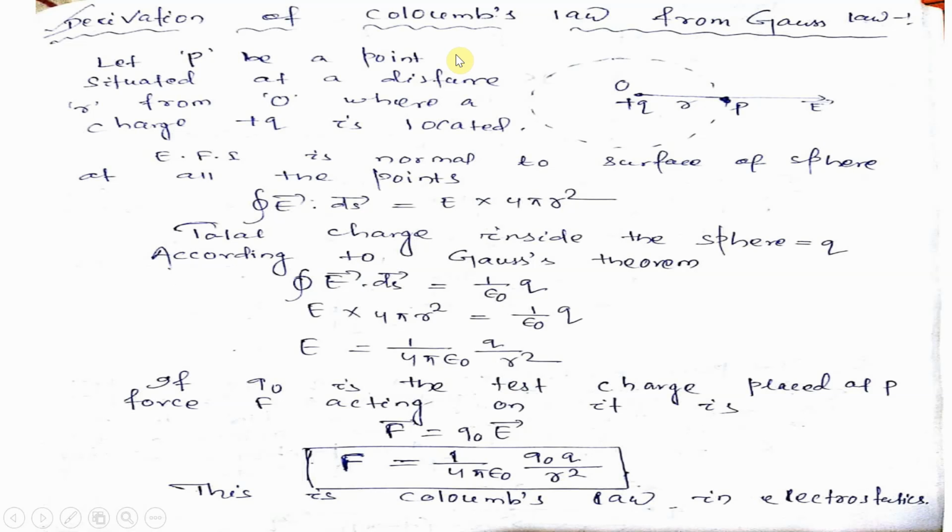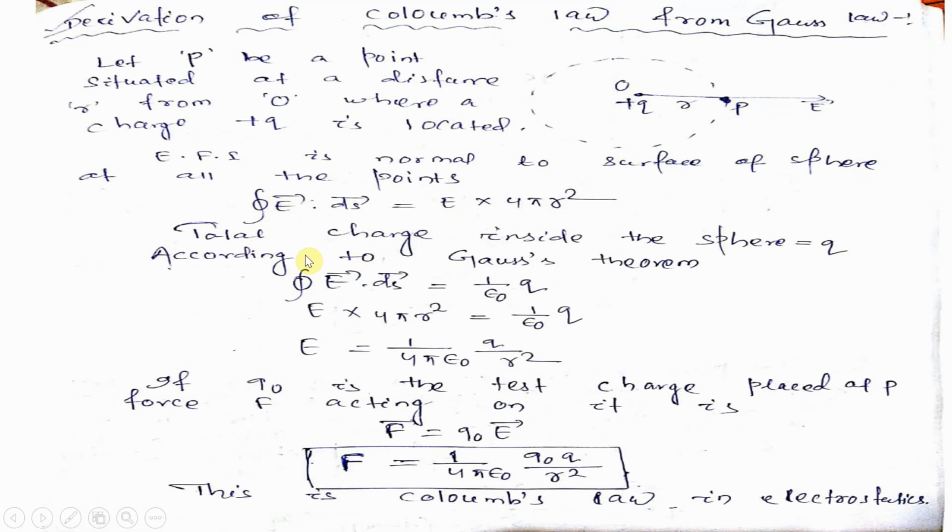For that we have to take a point charge Q. Suppose a point charge Q is at the point O and let P be a point situated at a distance r from the charge, and the electric field intensity is normal to the surface of the sphere at all the points. We know from Gauss law the electric flux is the closed integration of E dot ds, which is equal to E into ds. It is the surface area of that sphere, and since the radius of the sphere is r, the area of the sphere is 4 pi r square. So E into 4 pi r square.